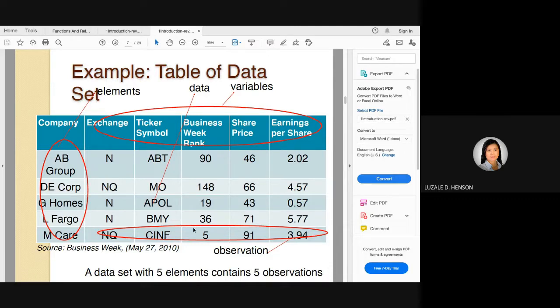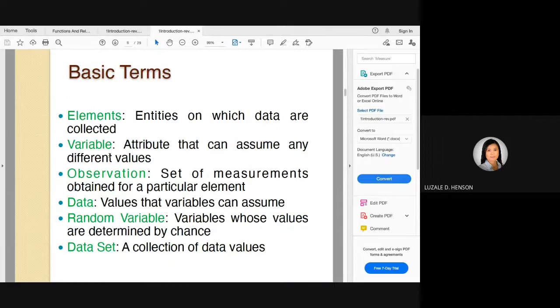So, let's go back to the previous slide. Elements, entities, in which data are collected. Variable, it can assume any values. Observation is a set of measurements. Data are values that variables can assume.